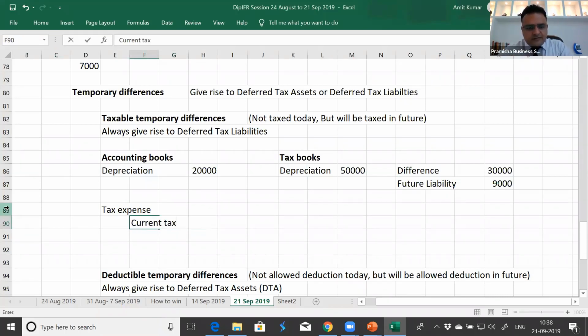Current tax, deferred tax. Deferred tax will record 9,000, and if the current tax this year is, I'm just taking an imaginary figure, 34,000, we will record a tax expense of 34,000 plus 9,000. We'll not ignore this 9,000 which is to be paid in future. We'll say that our tax liability was 43,000, but since they did not demand 9,000 today, we should be prepared and we record a DTL today. Therefore, a tax liability of 9,000 goes into our books.